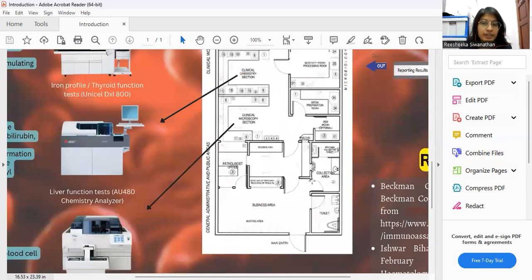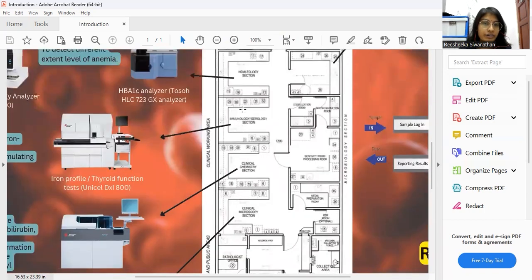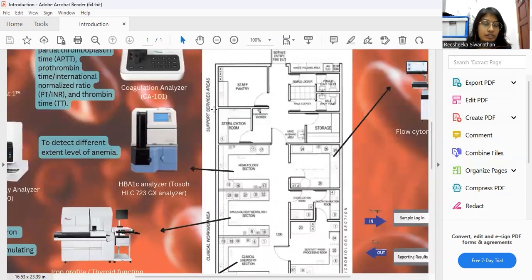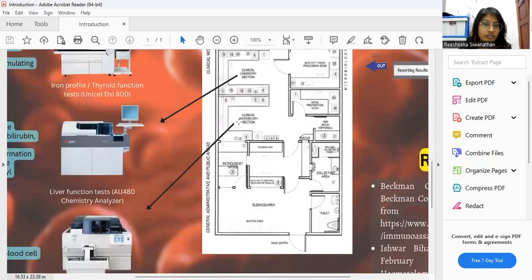Next, I'm going to explain my flow sample or design of the hematology lab. The flow sample is divided into three: general administrative and public areas, clinical working area, and support service area. The general administrative area comprises receiving of sample, releasing of results, records area, and specimen collection area.